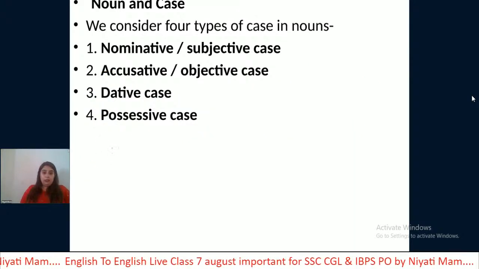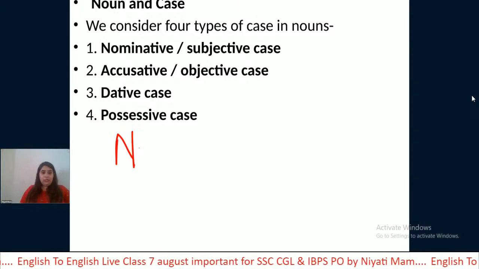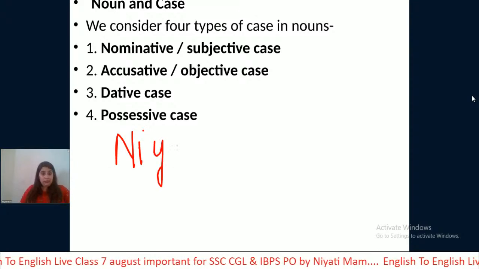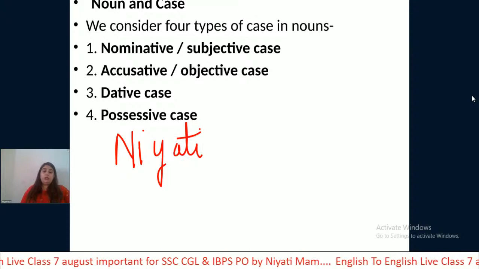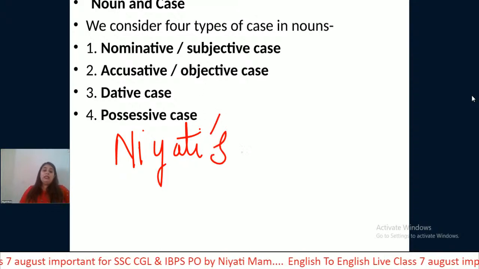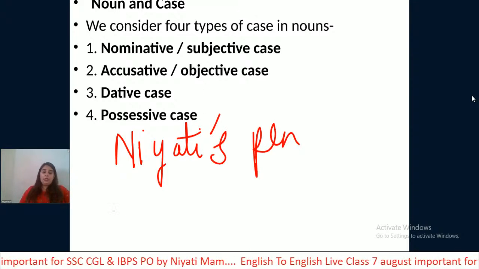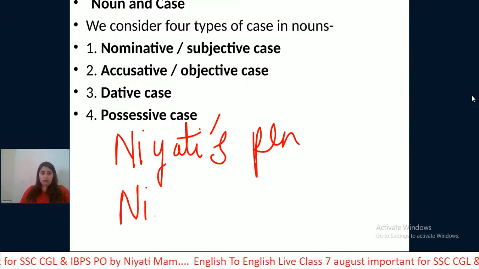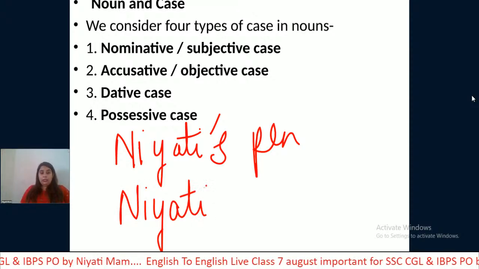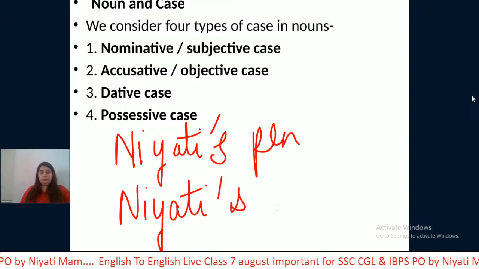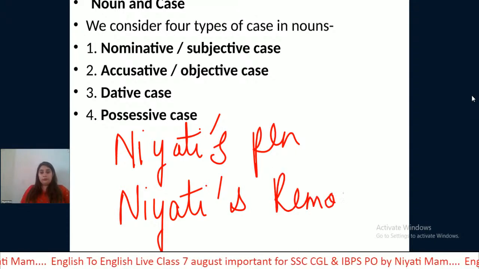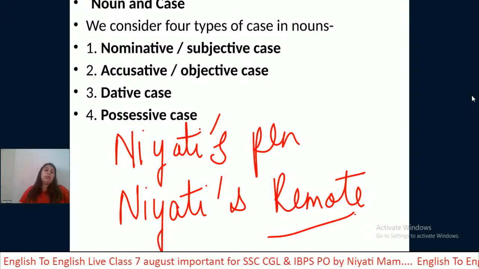See, I have a pen. Niyati is my name, so I need to show my possession. So I'll say Niyati's pen. Niyati's remote.